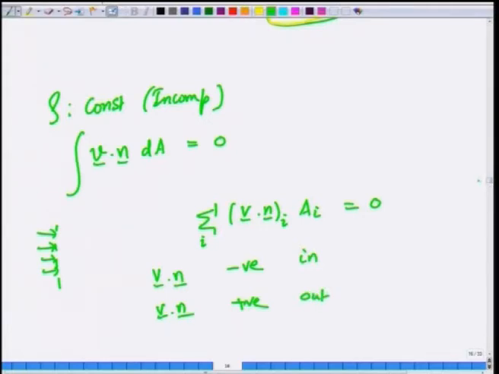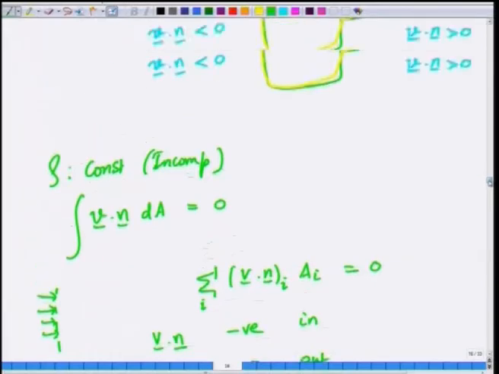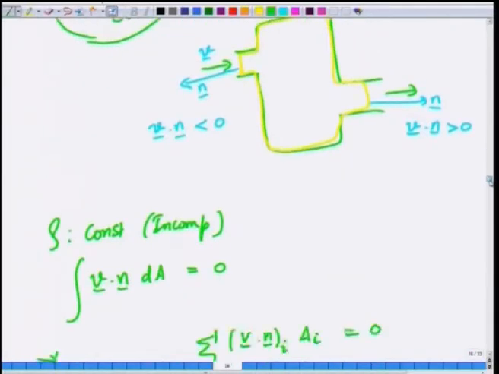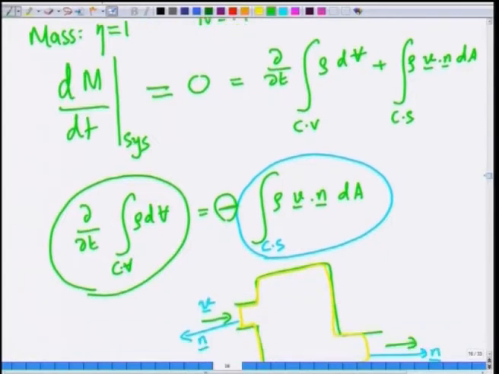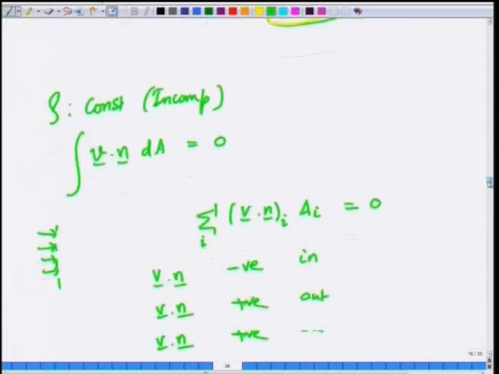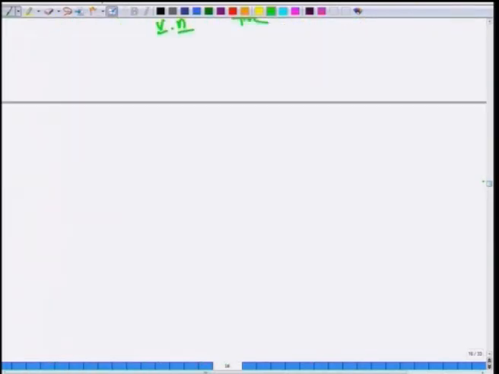When the flow is incompressible, the density is independent of time. So, there is no way in which the mass flow v dot n can be different at inlets and outlets. The other special case, of course, is that the flow is steady. When the flow is steady, then d/dt of this is 0. And then you will get this integral equal to 0, but rho is not a constant there, though for an incompressible fluid rho is a constant.